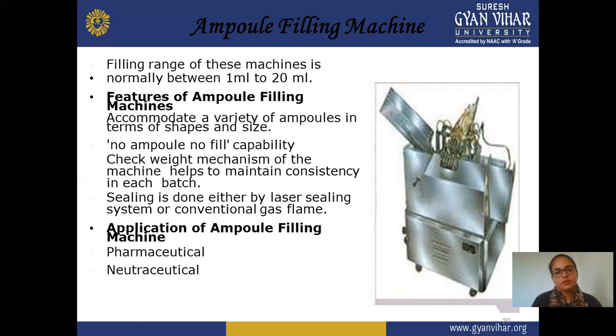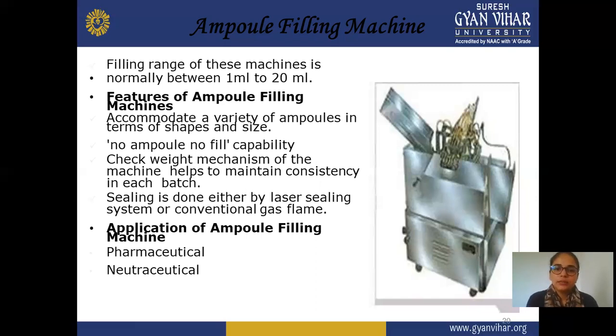Next are the features of the ampoule filling machine. It accommodates a variety of ampoules in terms of shape and size. Different shapes and sizes of ampoules are available, and according to this variety the filling is done. The no-ampoule, no-fill capacity and check weigher of the machine maintain the consistency in each batch. Not only is filling done, the ampoule is also properly weighed to check it has the required amount of fill in each batch.